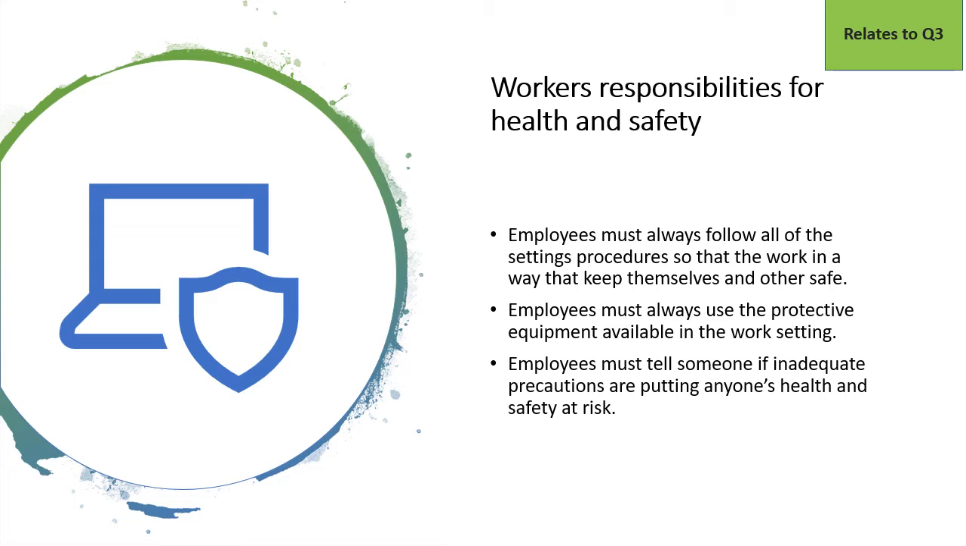And also, employees must tell someone if they feel that another worker is not following the precautions, and they may be putting somebody else's health and safety at risk. So if you saw somebody who wasn't using a piece of lifting equipment to lift a service user, so they may be an adult, then obviously they're putting themselves at risk and the service user at risk by not following the procedures in place to lift that person.